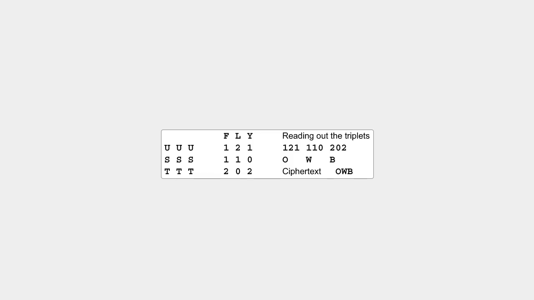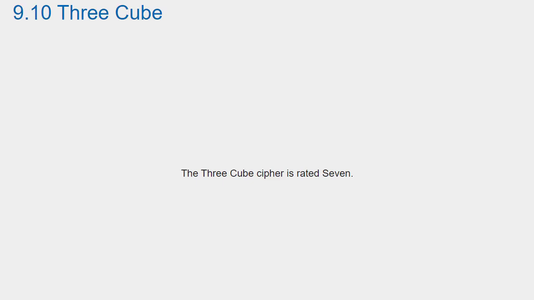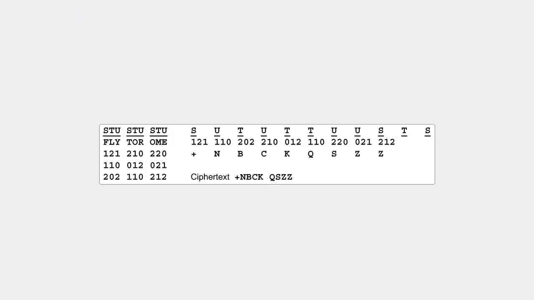For this reason, substitution table S is used for the second row, table T is used for the third row, and table U is used for the top row. This eliminates the naturals. Here is the pattern. Since this is hard to keep straight when you are enciphering by hand, I suggest writing the choice of substitution table over each triplet of digits. This is similar to writing the key letter over each plain text letter when using the Belasso cipher, section 5.5. Here is an example of 3 cube using the plain text message Fly to Rome. The 3 cube cipher is rated 7.